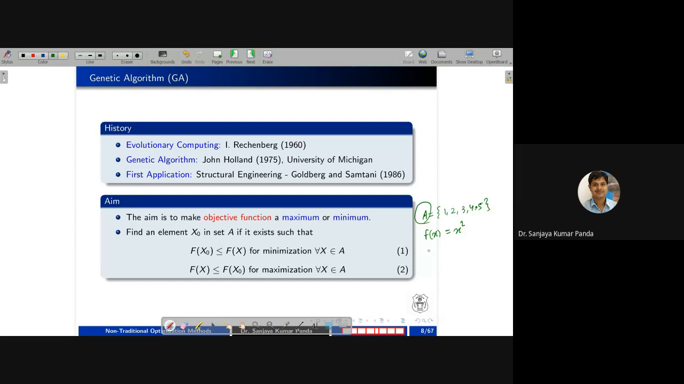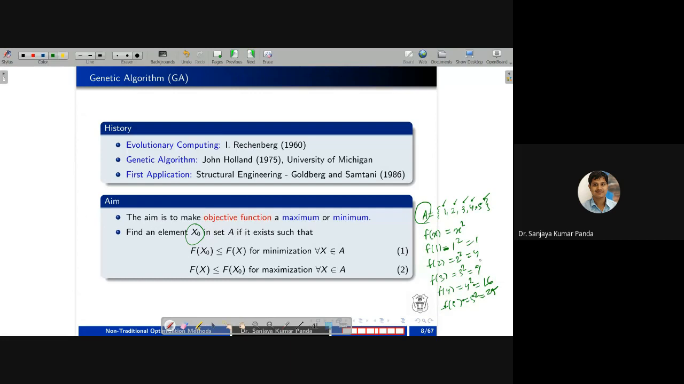So f of 1 is equal to 1 square, f of 2 is equal to 2 square, which is 4, f of 3 is 3 square, which is 9, f of 4 is 4 square, which is equal to 16, and f of 5 is equal to 5 square, which is equal to 25. So you have to find an element x0 in this particular set, x0 may be 1, 2, 3, 4, 5, any value, such that f of x0 is less than or equal to f of x for minimization, for all x belonging to A.